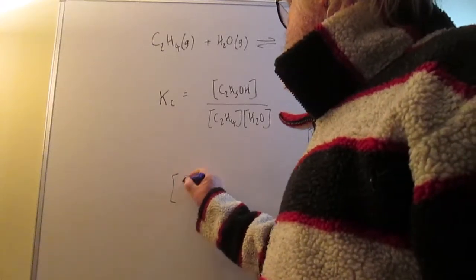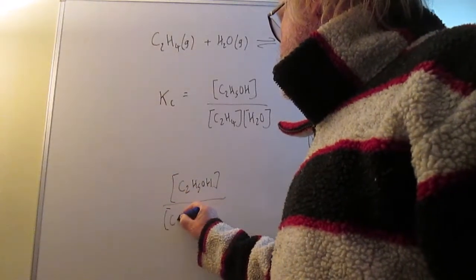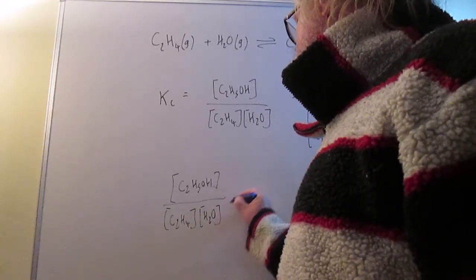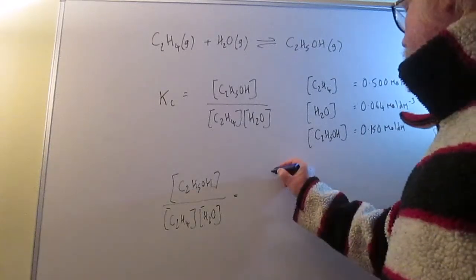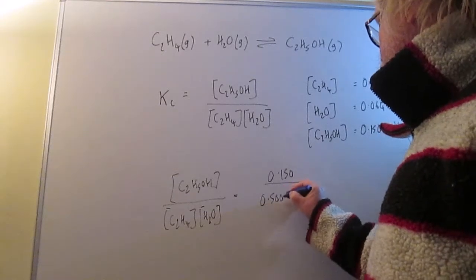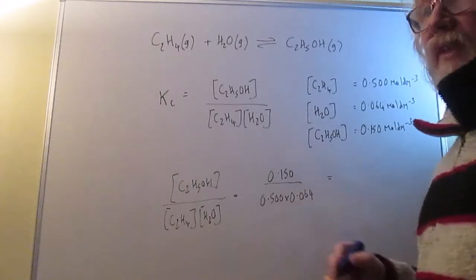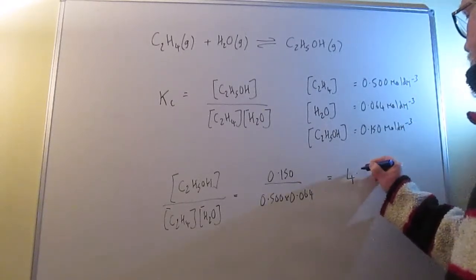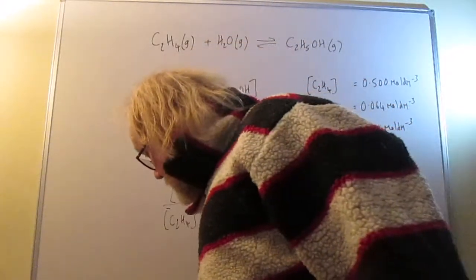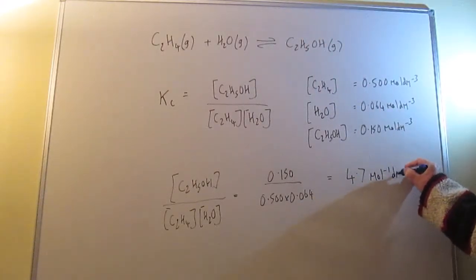So we've got that ethanol divided by ethene and steam is equal to 0.150 divided by 0.500 times 0.064. And if you work that out, that comes to 4.7 is the number. The units you can work out in the normal way, but actually you don't have to because it's already given you that in the question, is moles to the -1 dm cubed.